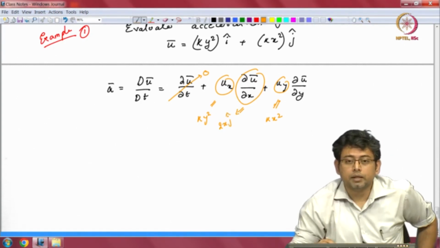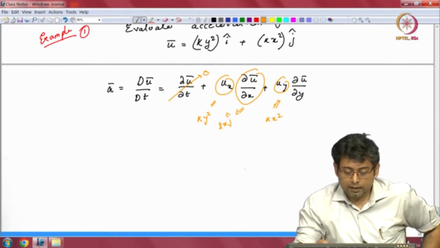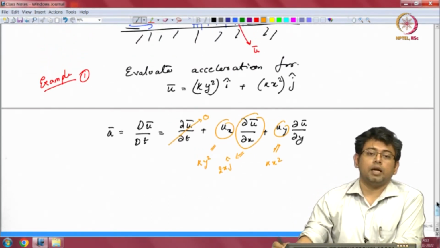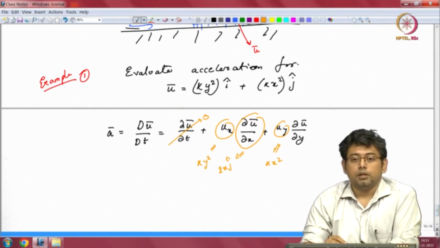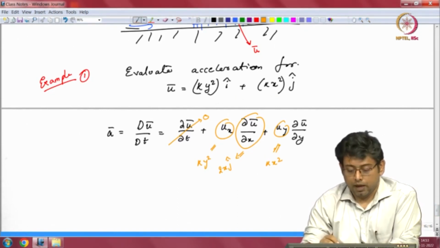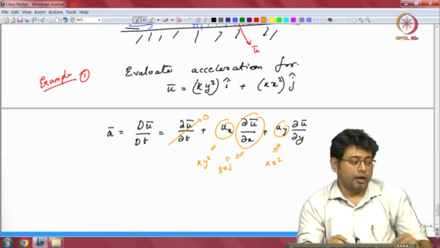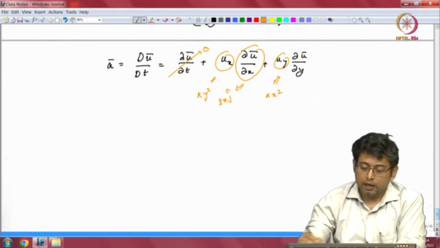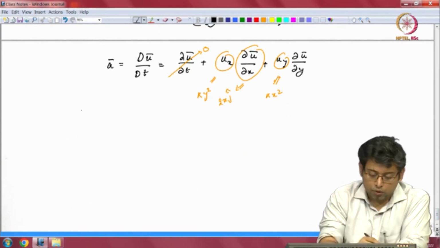I am not going to complete this. The reason I wanted you to look at this example is because, interestingly, we are used to an idea of acceleration when velocity is changing in time. But in this example, there is no change with time. There is only change in the spatial direction, and yet you have an acceleration. This is what changes in the Eulerian view of things. Similarly, one more quick example, example 2, let's say.